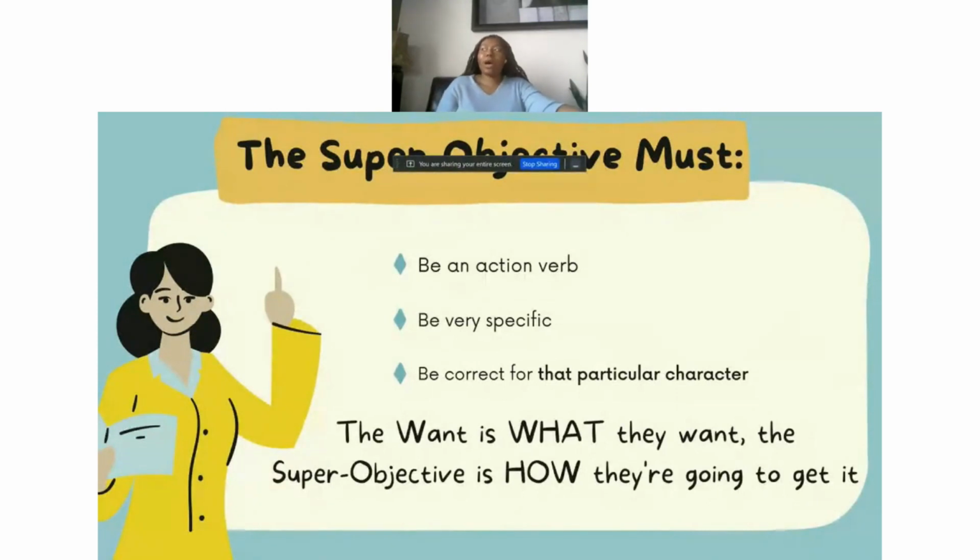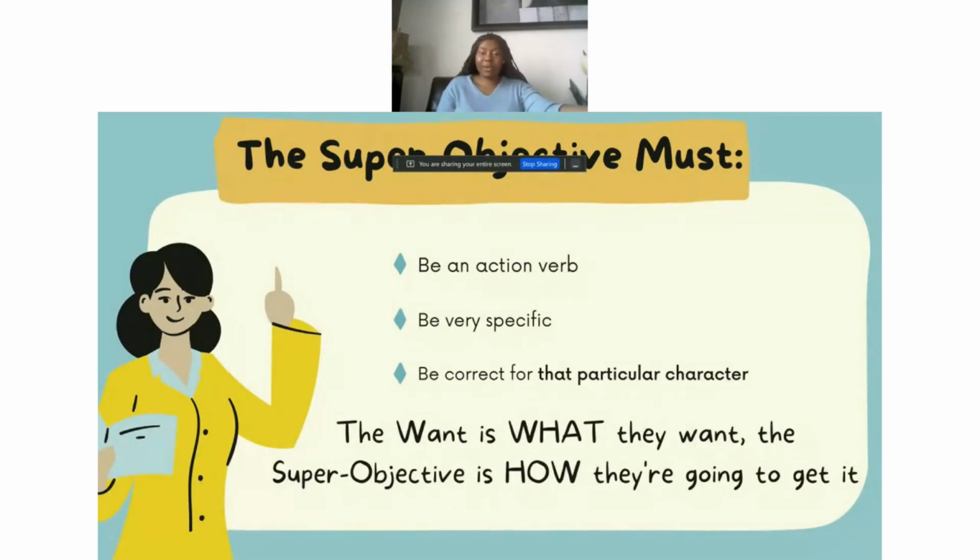So as an example of a super objective, let's use Aang as an example again. Aang from Avatar: The Last Airbender. What he wants is to save the world. He wants to bring peace and balance to the world. That's what he wants. But his super objective, how he's going to get it, is he's going to defeat the Fire Lord. And the Fire Lord is basically the big bad guy who wants to take over the world, as in many stories. So the want for Aang is saving the world.